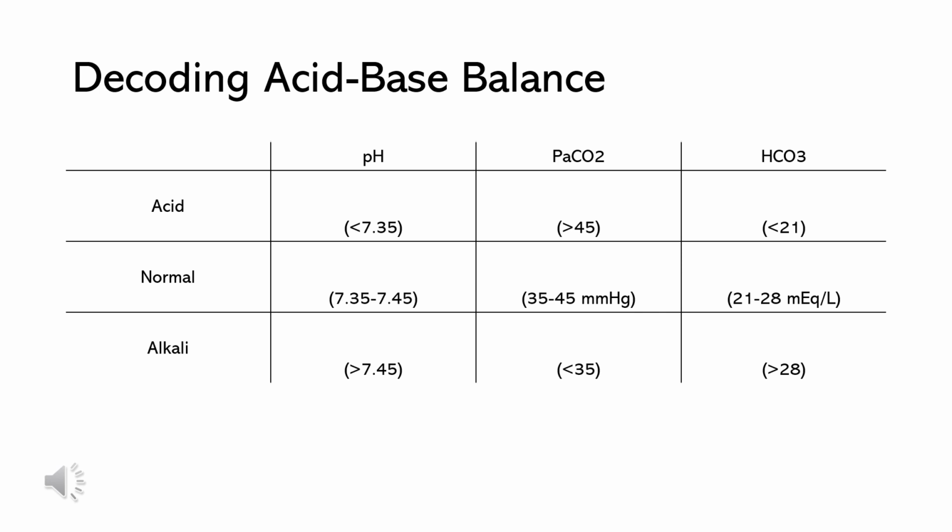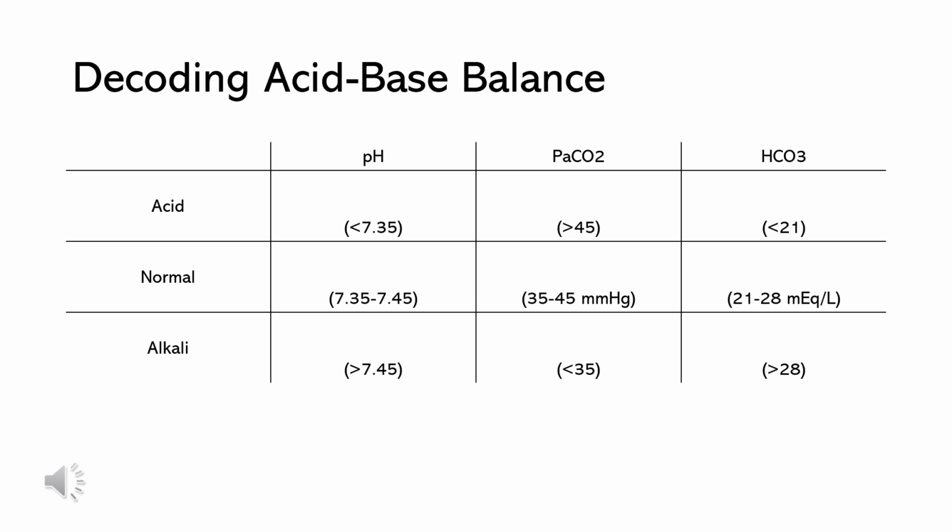Let's look at the tic-tac-toe method, an overview. First, draw a tic-tac-toe grid on a piece of paper. Label the columns as pH, PaCO2, and HCO3. This grid will serve as a visual aid to categorize your ABG values and streamline interpretation.